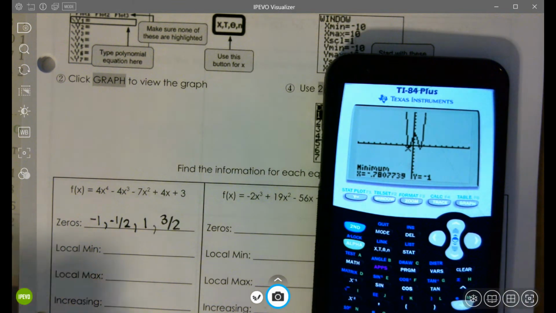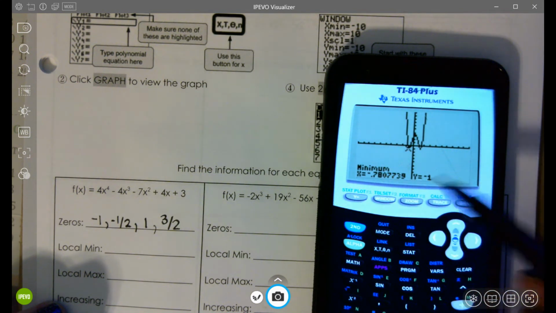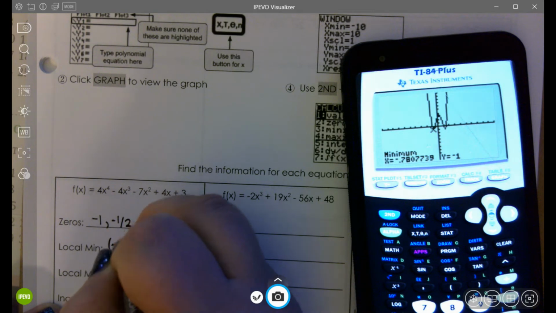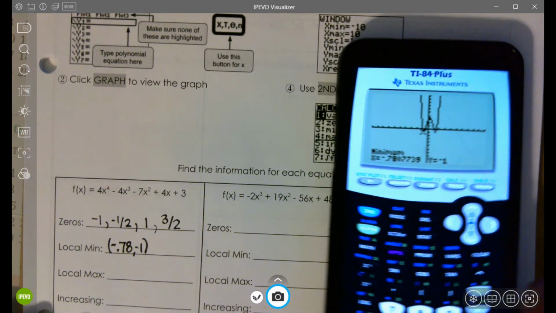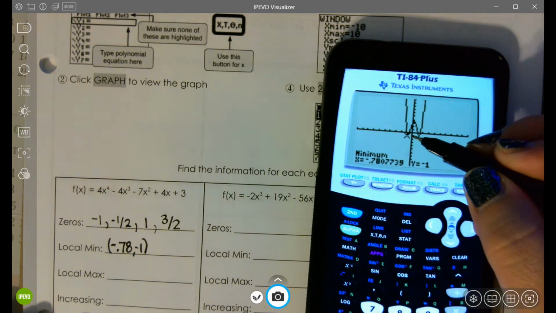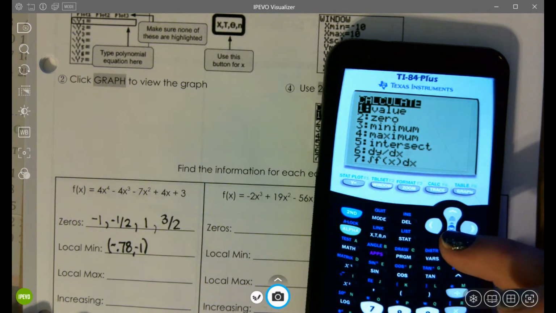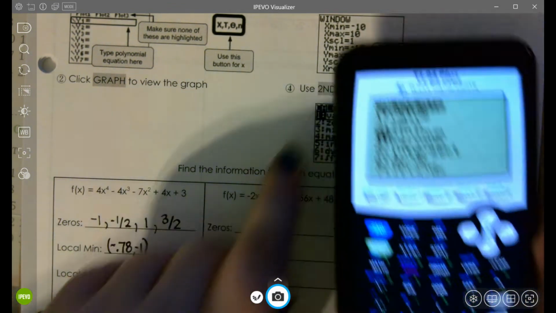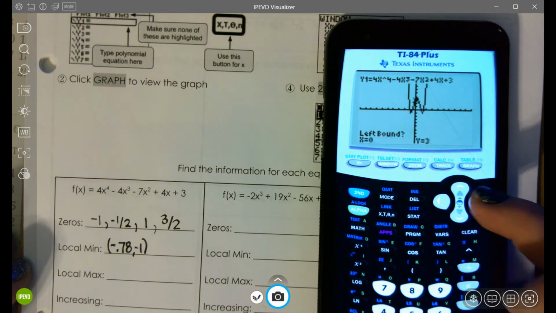So my first minimum is at negative 0.78, negative 1. But this one has 2, because there's 2 bottom parts to this W. So I'm going to go find the other one now. I'm going to go back to minimum. Okay, second trace, choose minimum this time. And I need to get a little bit closer before I hit enter.